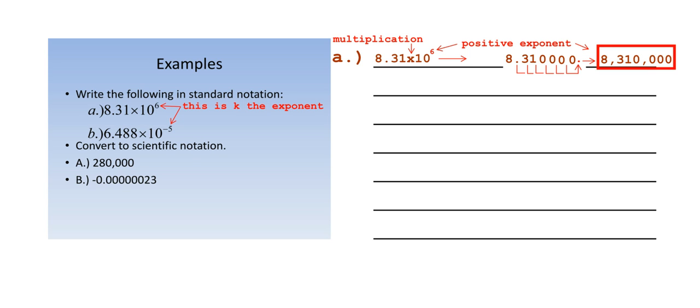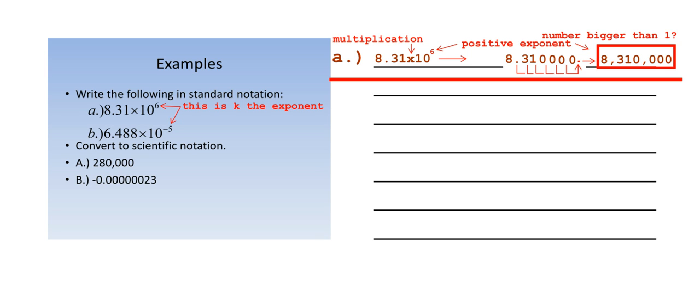Okay, so once again, just a real quick check. Is the number bigger than 1? Yes, definitely. It is bigger than 1. So that's why we got a positive exponent. So since the number is bigger than 1, it's correct. 8,310,000 is the correct standard notation value of 8.31 times 10 to the power of 6. Positive 6, right? Let's go for the next one.